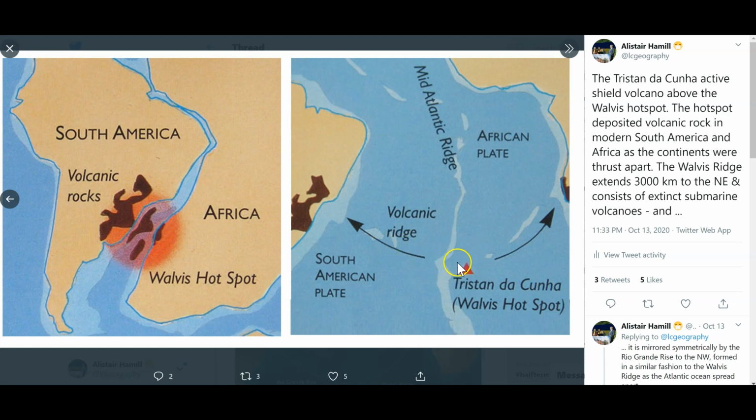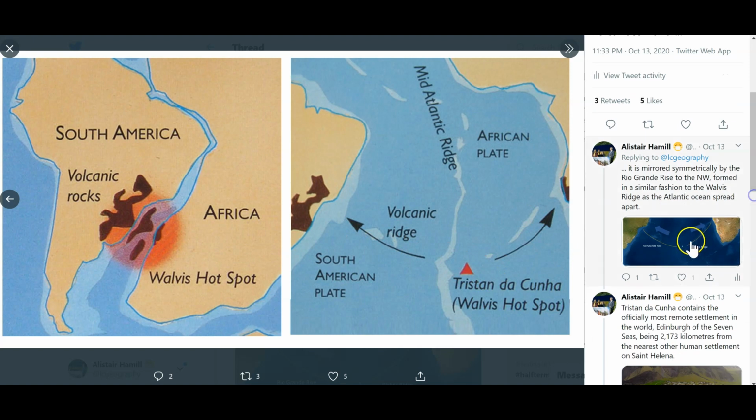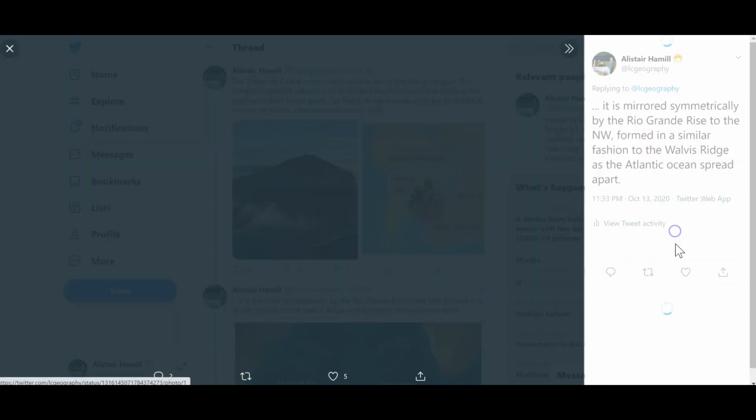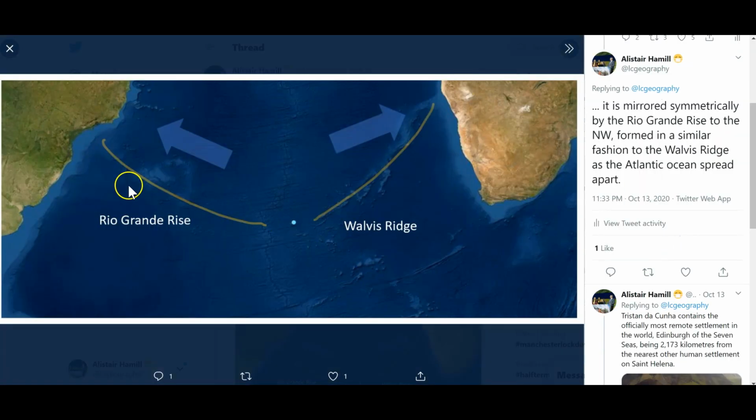At the same time they formed here and then moved further away and further away and so on. So you basically get this symmetrical pattern because of the hotspot sitting close to the mid-ocean ridge here, causing the volcanic islands either side. So there you can see that symmetric pattern either side as they move away.